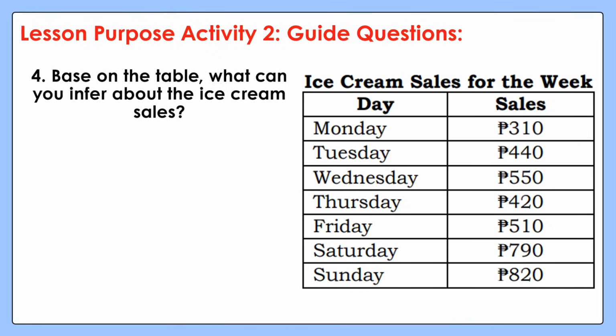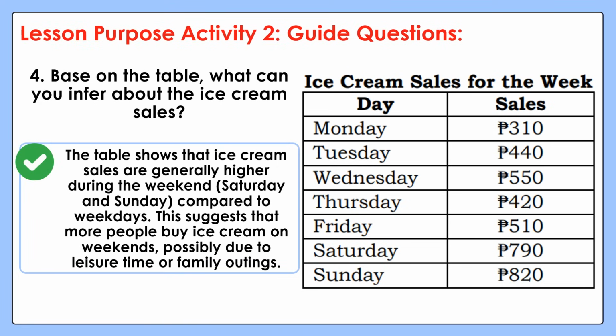Number 4. Based on the table, what can you infer about the ice cream sales? The answer: the table shows that ice cream sales are generally higher during the weekend, Saturday and Sunday, compared to weekdays. This suggests that more people buy ice cream on weekends, possibly due to leisure time or family outings.